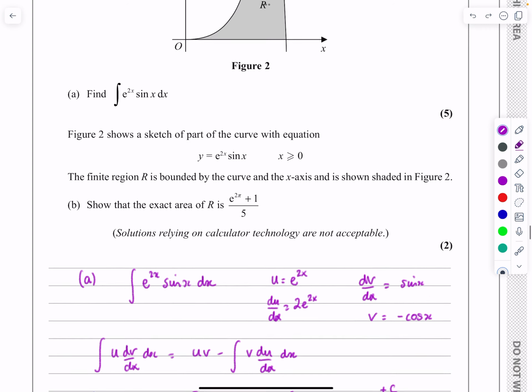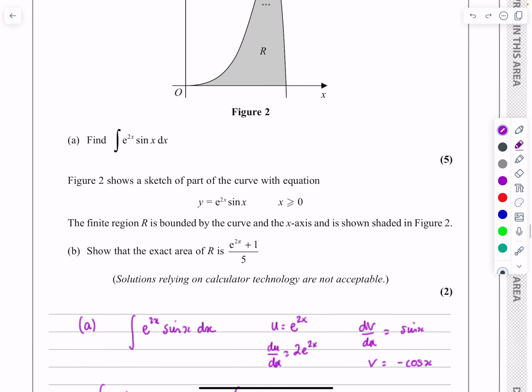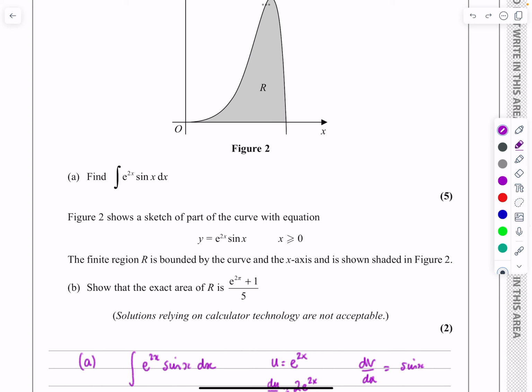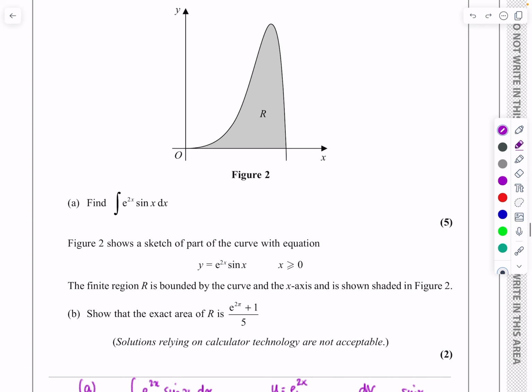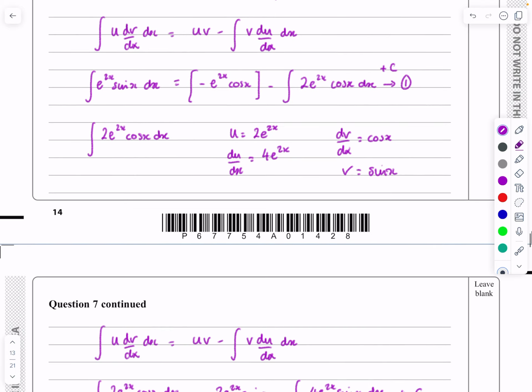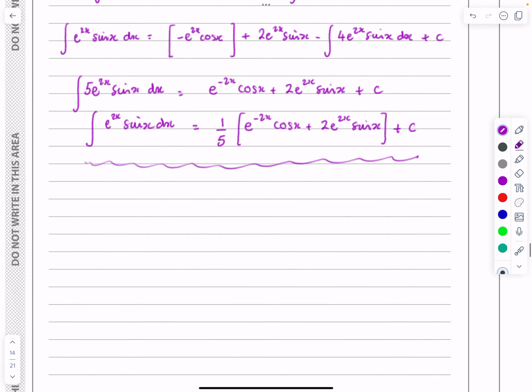The second part just says, can we find the area bounded by the curve and the x-axis, and it's the same curve. So basically what I'm going to do now is integrate between 0 and, okay, they haven't told me that value yet. So I've got to find out what x1 is so I can then integrate between it. So let's find x1 first of all.